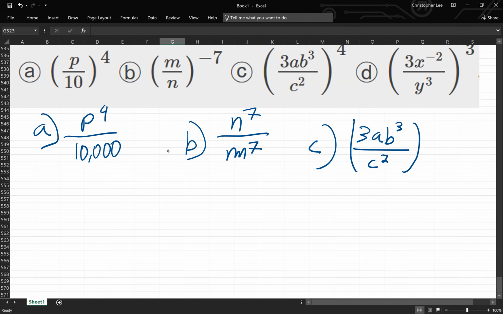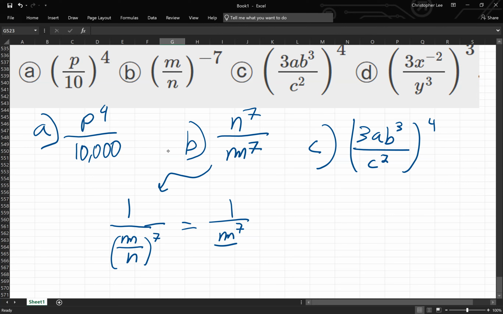So remember, keep, change, flip. So if you want to see this, it's going to become, this is for B, 1 over the M over N to the 7 power. Right? Becomes 1 over M to the 7 over N to the 7. And after that, what do we do? Keep, change, flip. 1 over 1 times N to the 7 over M to the 7. This becomes N to the 7 over M to the 7. Right? Keep, change, flip.